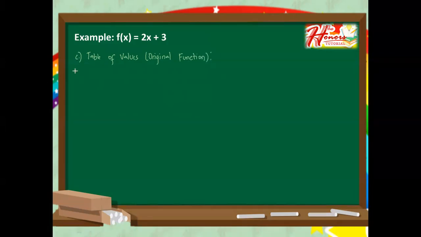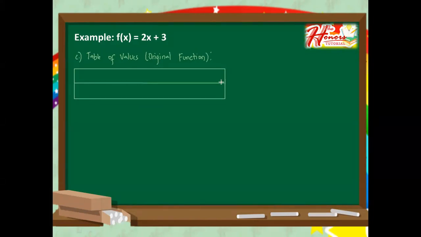Now let's have a table and I will be dividing it by 8. So it's 2, 3, 4, 5, 6, 7, 8. And then we have here x, y. And then for the values of x, I choose negative 3, negative 2, negative 1, 0, 1, 2, and 3.